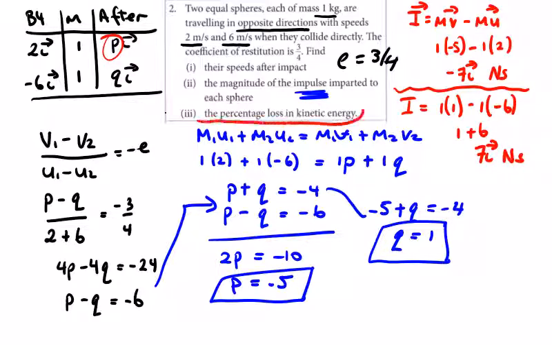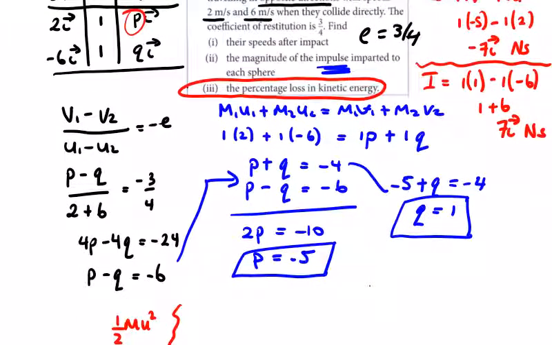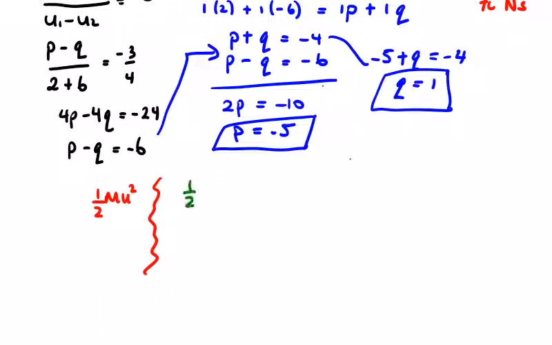And then the percentage loss in kinetic energy. Just read the question carefully. So kinetic energy, a half mu squared. So we apply this. We're going to have a half 1 by 2 squared and a half 1 by minus 6 squared. So we're going to get half of 4, 2, and we're going to get half of 36, 18.